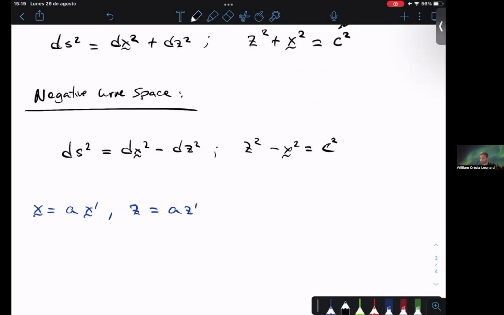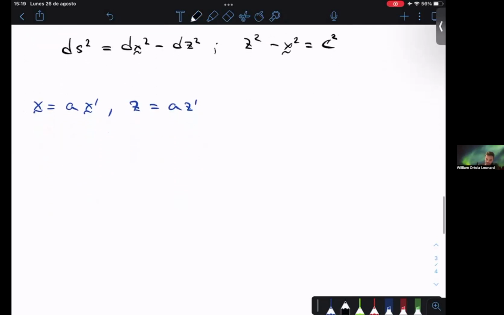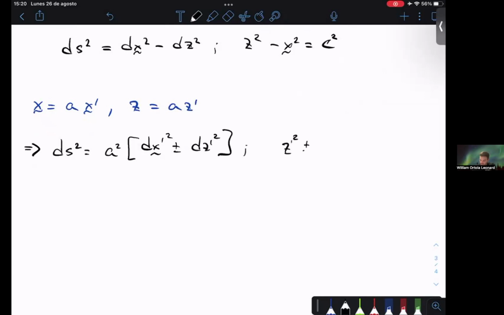Now, this then allows us to see that either for positive or negative curved space, our metric can take the following form, where we have a squared times dx prime plus or minus dc prime, and both terms are squared. Then our relationship is going to be c prime squared plus or minus x prime squared equals c squared over a squared.